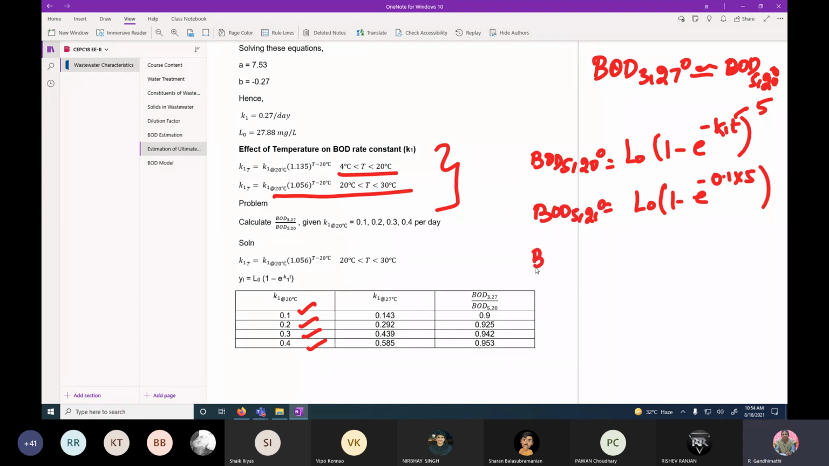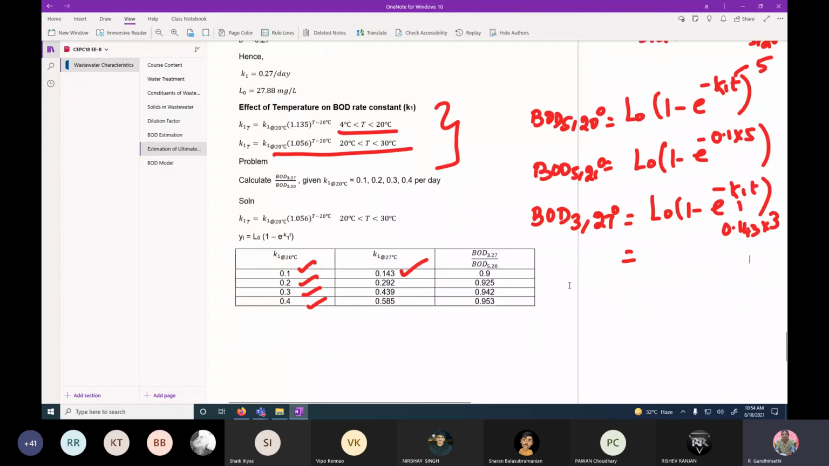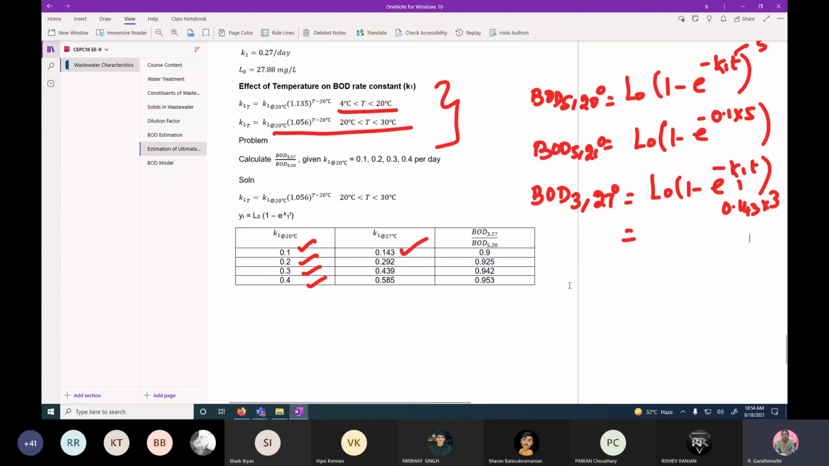Similarly, you can use the other equation, BOD 3,27, which is L0 into 1 minus e power minus K1 into T. There, the K1 is corresponding to 27-degree temperature. You have to use 0.143 here, with T as 3 days. Now you will get one more set of values corresponding to all the K1, modified with a temperature of 27 degrees.